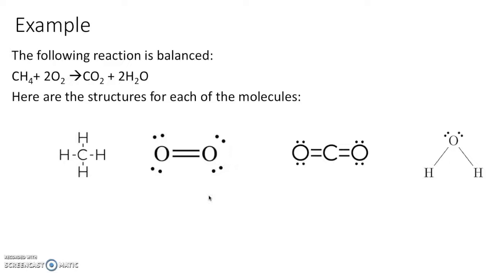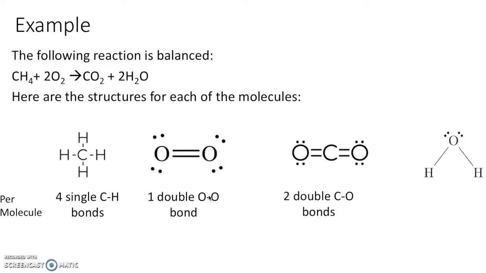Now, all we have to do is analyze what bonds each of the 4 molecules have. So looking at methane, in the one molecule of methane, there are 4 single carbon-hydrogen bonds. If you look at the oxygen, there is 1 double oxygen-oxygen bond. If you look at the carbon dioxide, there are 2 double carbon-oxygen bonds. And the water has 2 single oxygen-hydrogen bonds. Now that's per molecule. However, we always have to go back to our equation. Look at the coefficients in front of each of the molecules, the stoichiometric coefficients. They will tell us how many molecules are actually participating in the reaction.